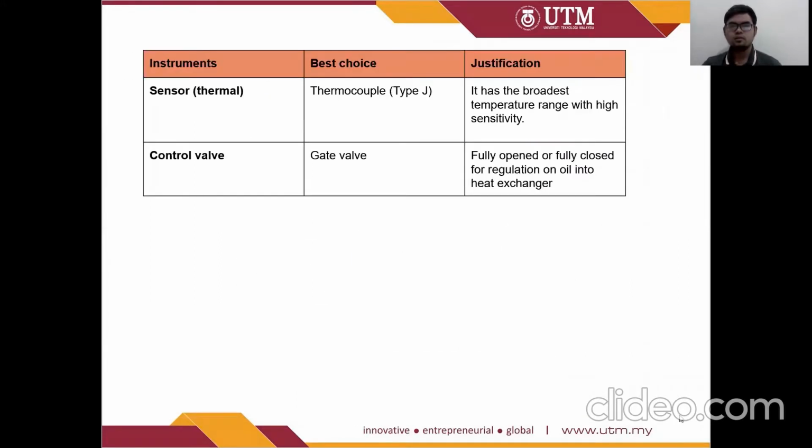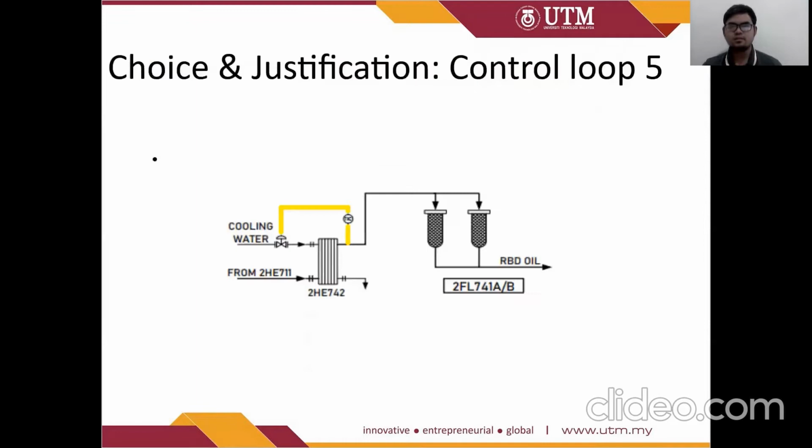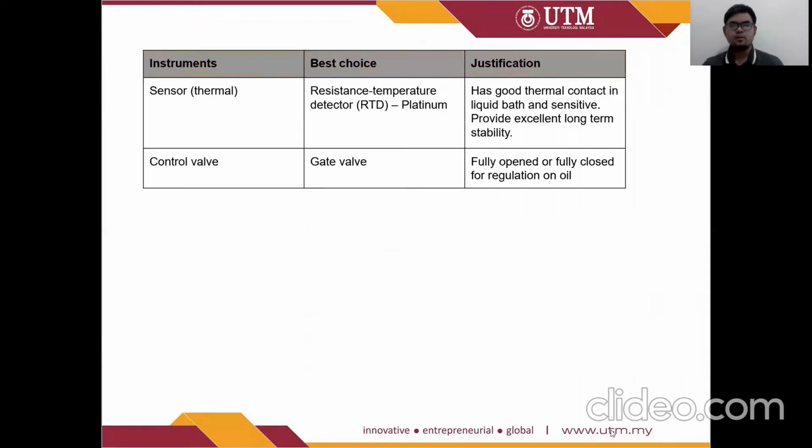For control loop 4, we have chosen thermocouple type J. Also, it has the broadest temperature range with high sensitivity, and gate valve, which can be fully open or fully closed for regulation of oil into the heat exchanger. For control loop 5, we have chosen resistive temperature detector or RTD platinum for our thermosensor, which has good thermal contact in liquid bath and is sensitive and provides excellent long-term stability. And we have chosen gate valve, and it can be fully open or closed for regulation on oil for the control loop.